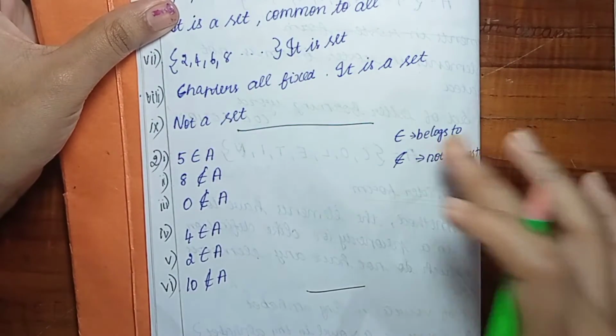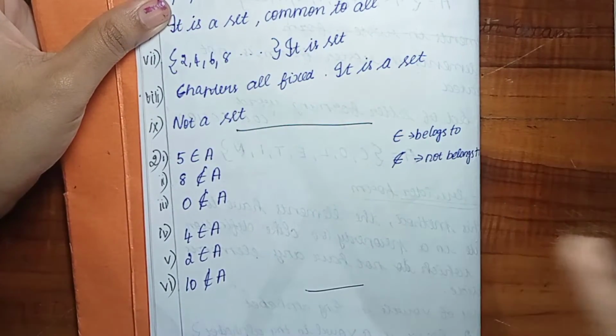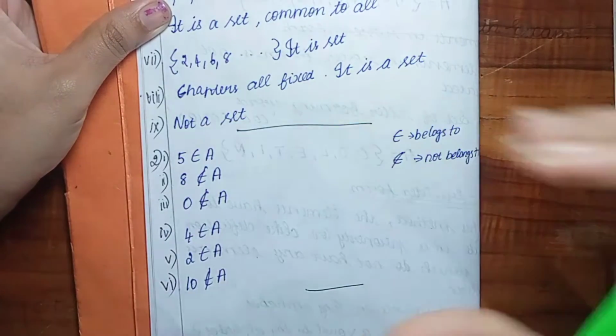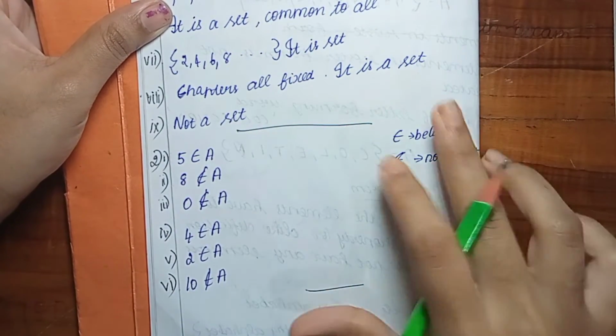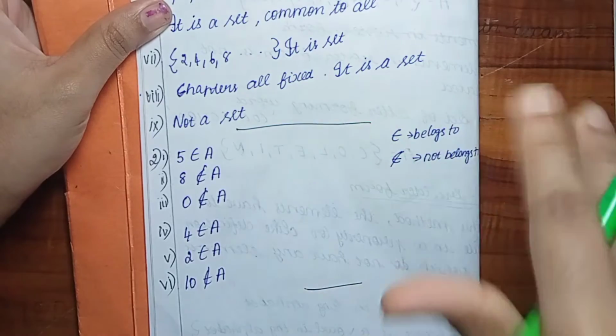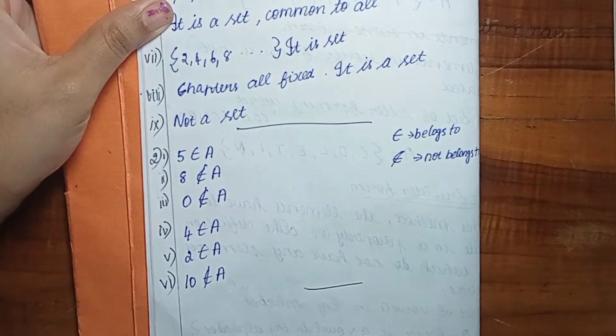Next, you should know what this symbol is. This means belongs to, and this means not belongs to. If you know this exercise, you must know this. Just for reference, I am telling you. This means belongs to, this means not belongs to.